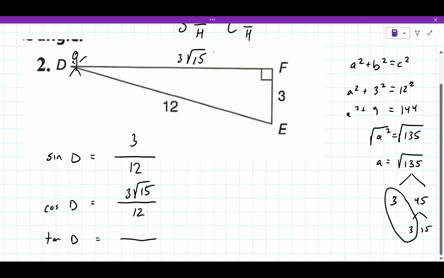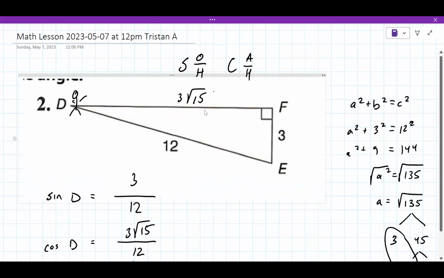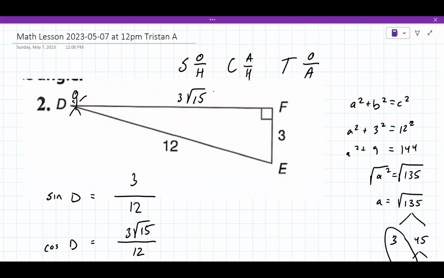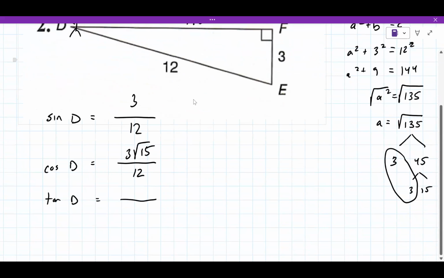Now the tangent of D, do you remember that one at all? There's the SOH CAH TOA. Yeah, O over A. So it's the opposite. The opposite to D is 3 over the adjacent, which is 3 square root 15. So 3 over 3 square root 15, like that.